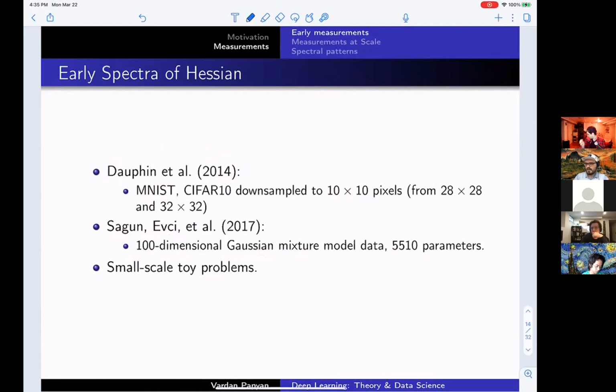So those of you who have done homework 7, did you notice that in homework 7, we're calculating the spectrum of the Hessian on a very small network, right? And we're calculating it on a data set which was significantly downsampled. We just chose a small subset of the data set. And also we downscaled the images. Why did we do all of that? Because it's very hard to calculate the spectrum of the Hessian if the Hessian is a very large matrix.